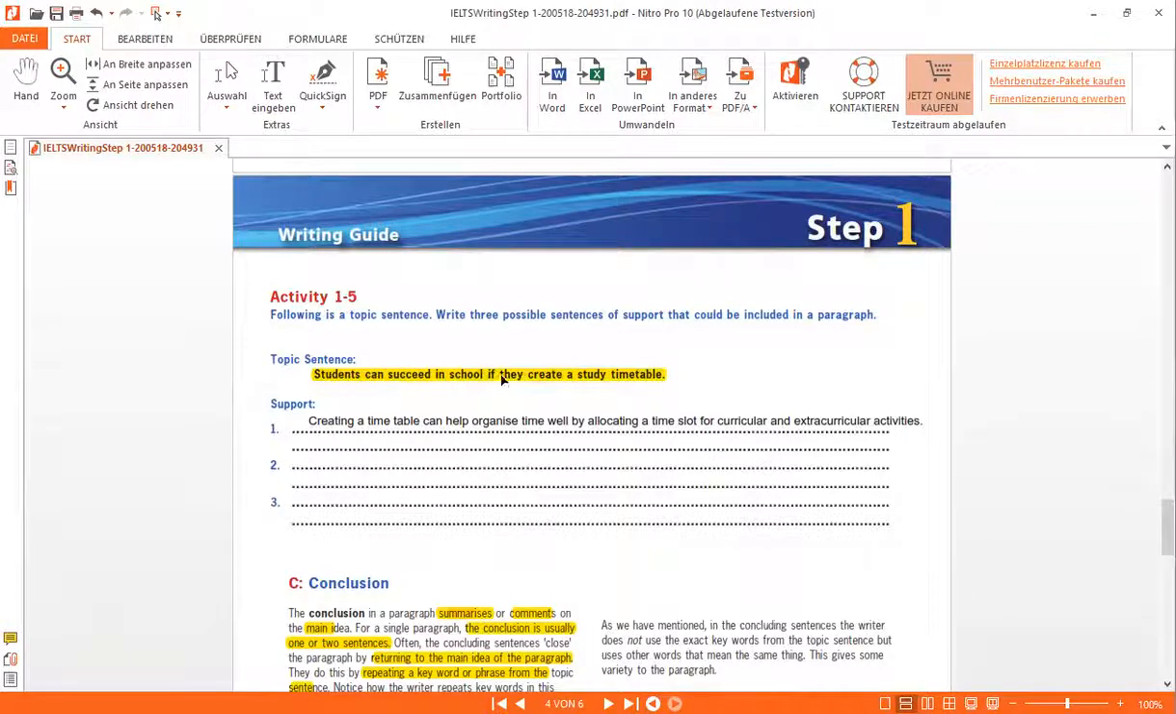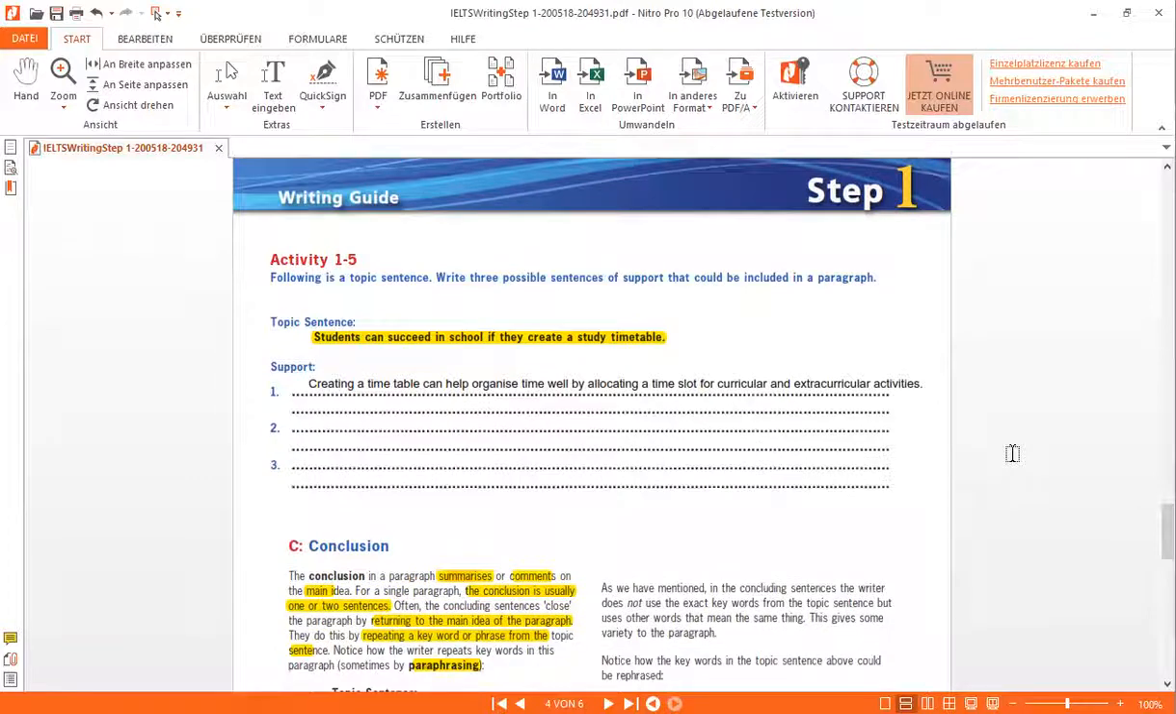And obviously, what is the controlling idea? The controlling idea is success through timetable, a study timetable. So basically, the author thinks that when you create a timetable, you can succeed. That is the controlling idea, okay? The exercise is, on your own, try to write supporting sentences, three supporting sentences for this topic sentence.